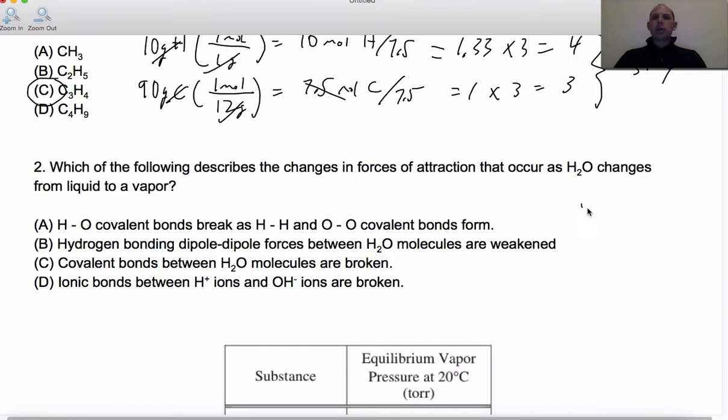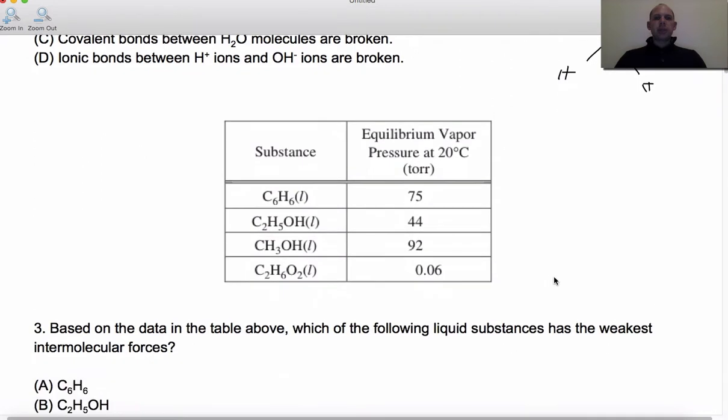When water boils, remember that you're just breaking the intermolecular forces. The bubbles in boiling water are just vaporous water. So there's the hydrogen bond there, and that's the only thing that breaks. We do not break the covalent bonds. So that's why the answer here to number 2 is B.